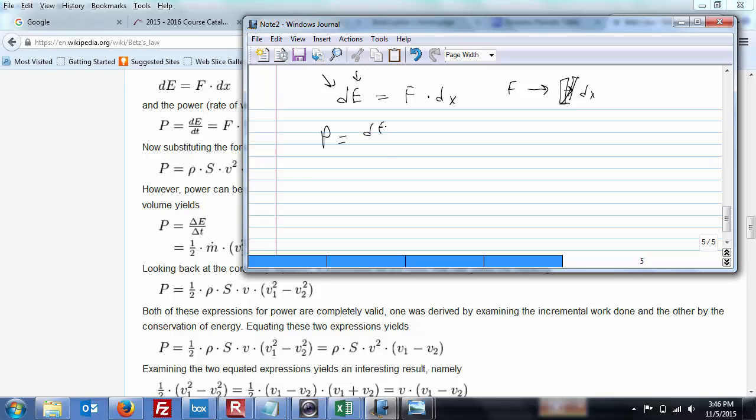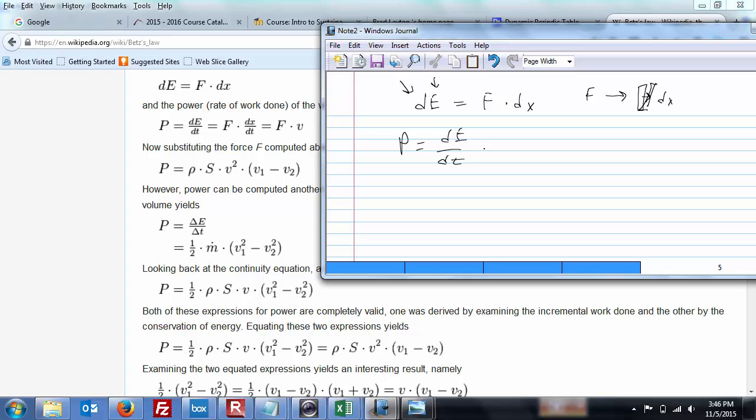Now we also know that power equals a change in energy with respect to time. So we'll write that again as F dx. So we've divided the whole equation by time. So it's F times dx/dt equals F dot V. And we kind of knew this already. We knew that power is the product of force times velocity. Where's the velocity? Well, it's just the velocity of the wind moving through the turbine.